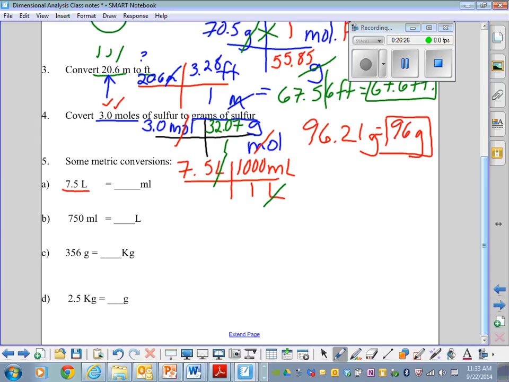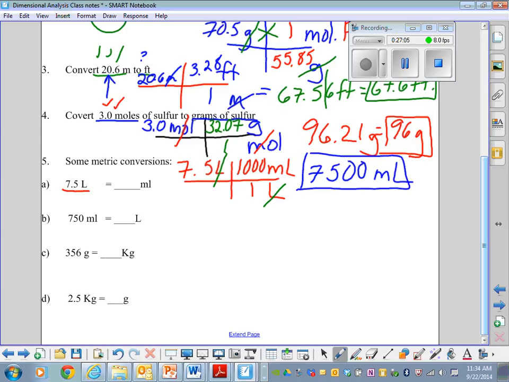I want everybody doing that. What did you get for the answer? 7,500. What's my unit? Milliliters. Very nice. Did I attend to sig figs? Yes. We have 2 sig figs in both the beginning measurement and the final answer.